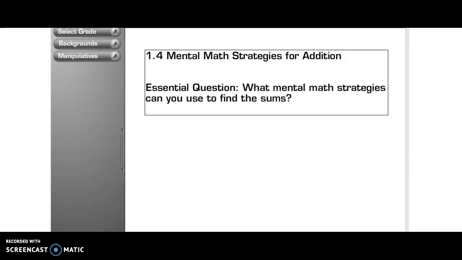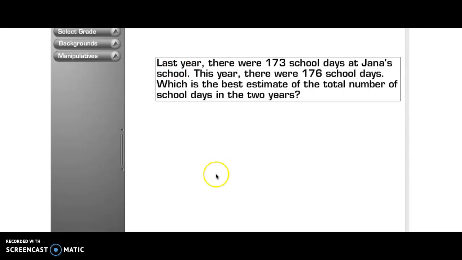Today is lesson 1.4, Mental Math Strategies for Addition. Our essential question is, what mental math strategies can you use to find the sums? So we'll use what we've learned in the past lesson, such as making compatible numbers and estimation, to help us solve today. Our first problem is, last year there were 173 school days at Jana's school.